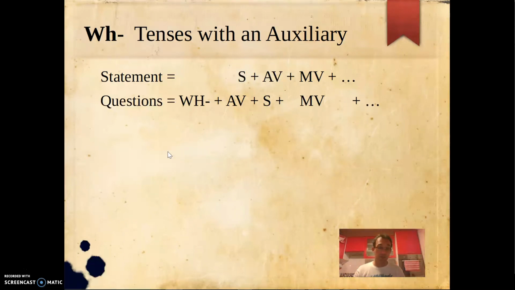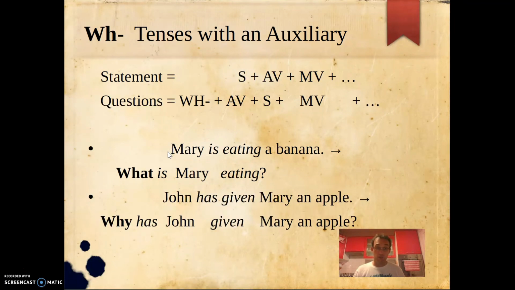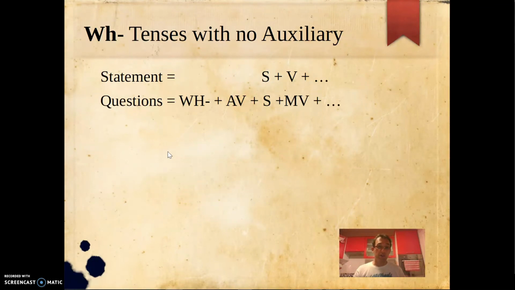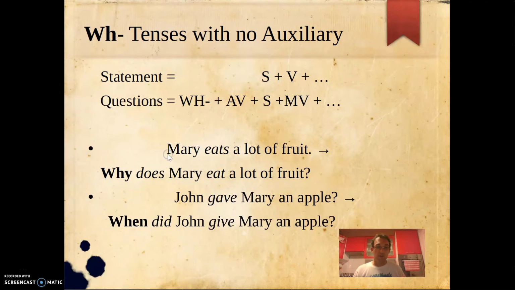Now, WH questions, when you have an auxiliary, are completely the same story, you just put the WH word at the beginning. Mary is eating a banana. What is Mary eating? John has given Mary an apple. Why has John given Mary an apple? Right? Great. If there's no auxiliary, again, it's quite the same story, just put WH at the beginning. So, Mary eats a lot of fruit. A normal yes-no question would be, does Mary eat a lot of fruit? A WH question is, for example, why does Mary eat a lot of fruit? Because health, I suppose. John gave Mary an apple. When did John give Mary an apple? Right?